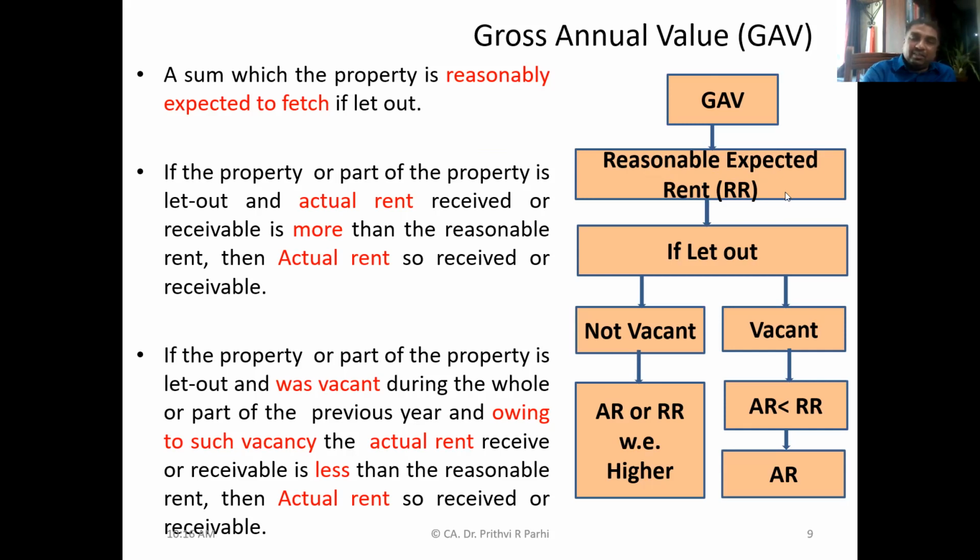However, if it is let out and there is no vacancy throughout the year, then actual rent or reasonable rent, whichever is higher. So if the actual rent is higher, actual rent. If the reasonable rent is higher, reasonable. But in case it is vacant and owing to that vacancy the actual rent is less than the reasonable rent, then you have to take actual. So this is true only when the house is vacant for some part of the period.